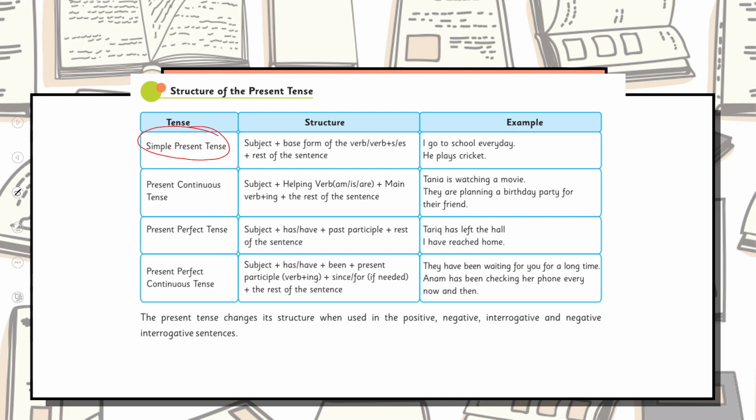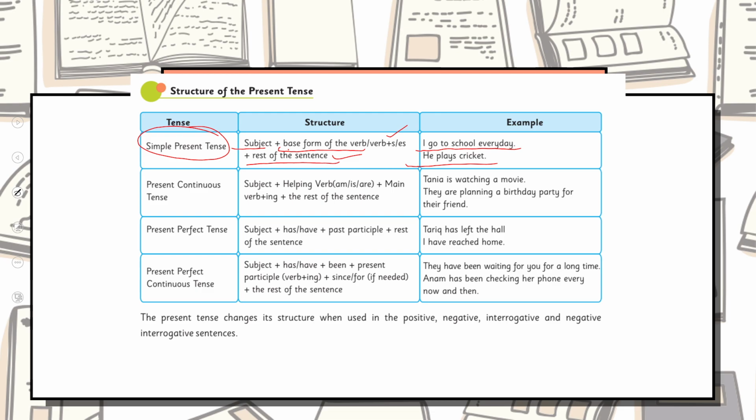Let's talk about the structure of the present tense. You have your subject plus the base form of the verb, the very basic form. Then you will add s or es according to the subject, plus the rest of the sentence. Now, if you follow this formula or structure, you can successfully make a sentence in the simple present form or present simple form. I go to school every day.